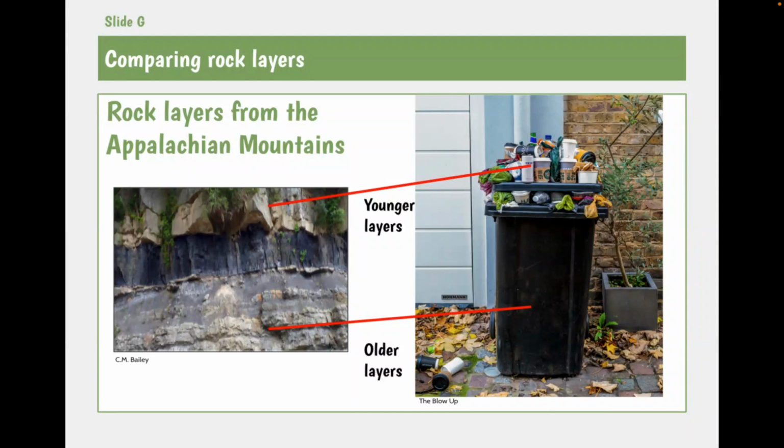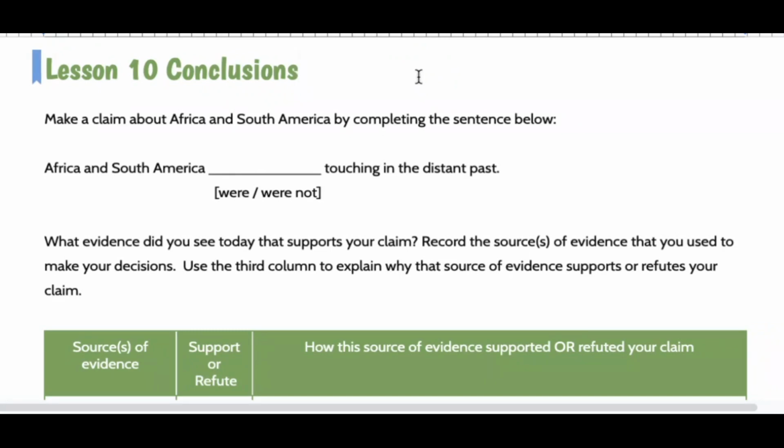What we're going to do is look at this form. You can download this form from Schoology. I'm just going to walk you through, and then we will look at some of the maps we need to see. So first thing we have to do is read this here. It says, make a claim about Africa and South America by completing the sentence below.